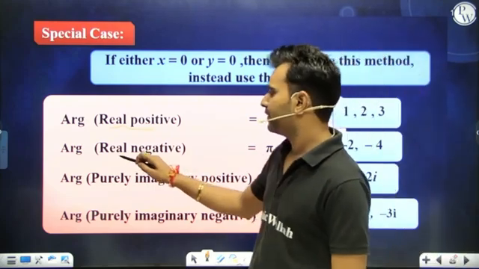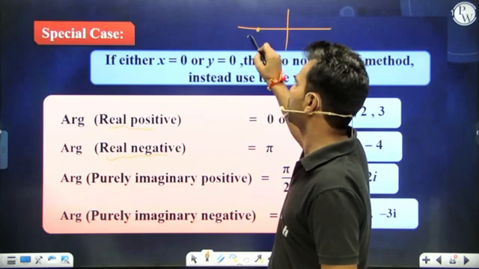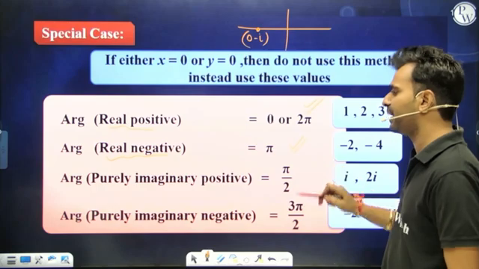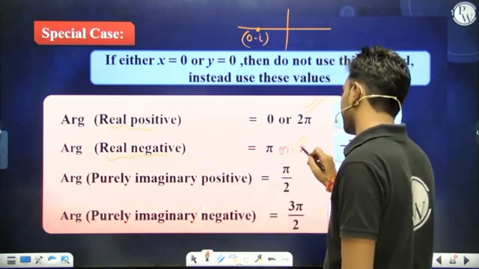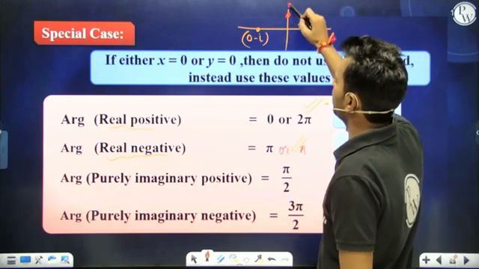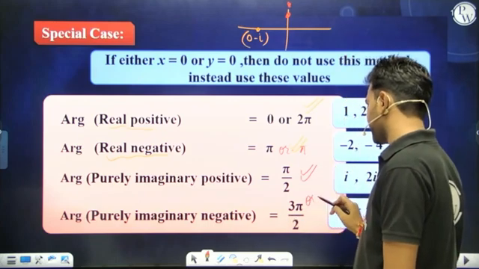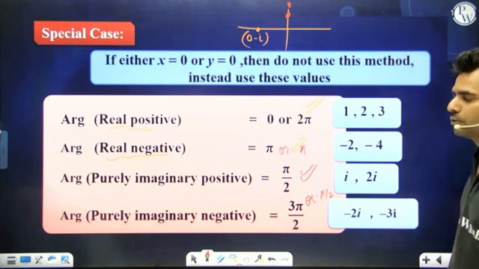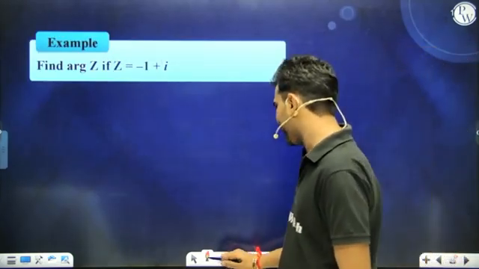If the point is lying on the real negative x-axis, like the points 0, 0 minus iota, for these points the argument is pi or minus pi as well, but the principal argument is minus pi. Purely imaginary positive numbers means the complex numbers are here, here, here. The argument is going to be pi by 2. And here it can also be written as minus pi by 2. So these are the examples given to you. You can consider all these. Now we want to find out the argument of this.